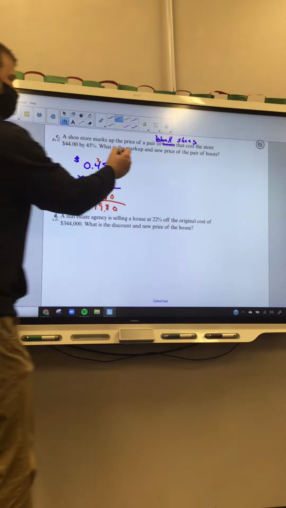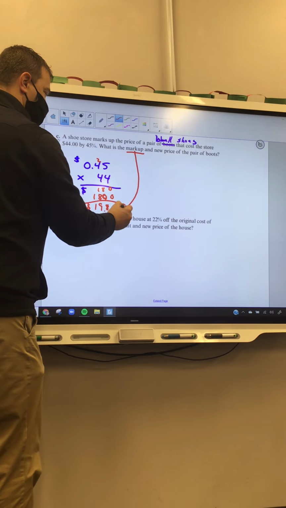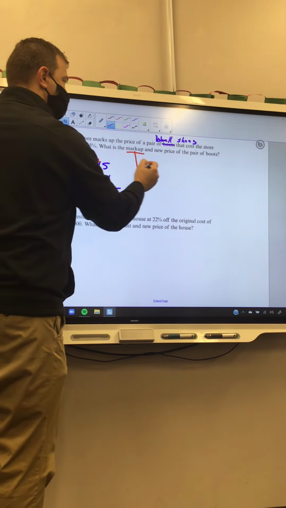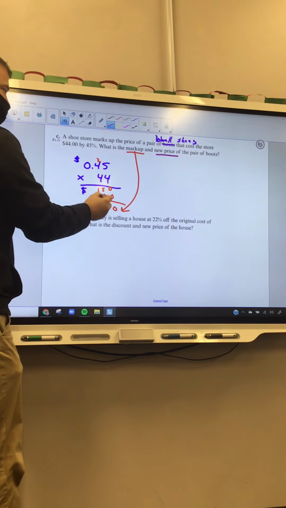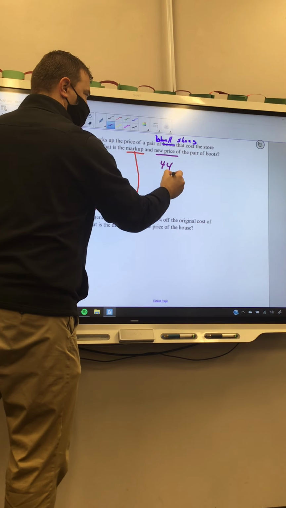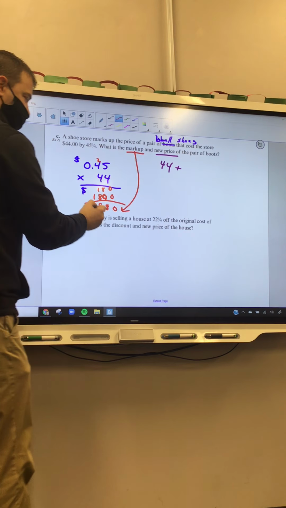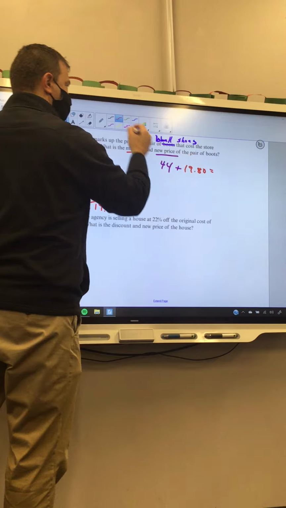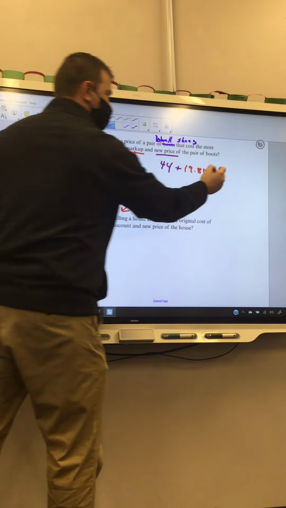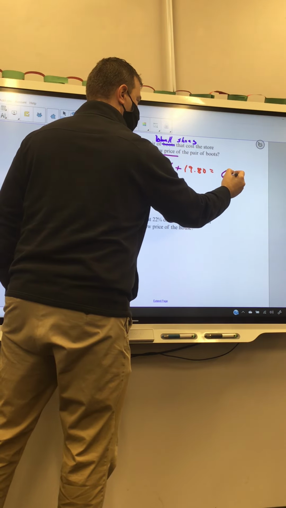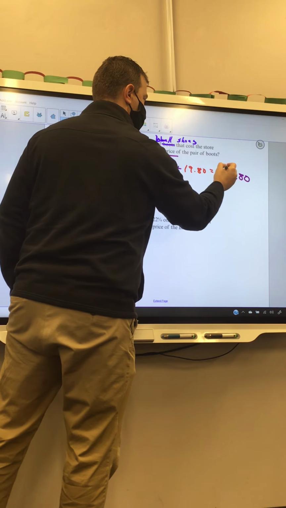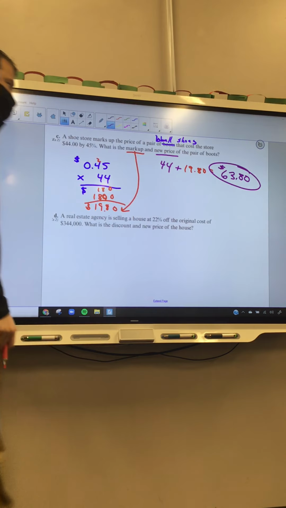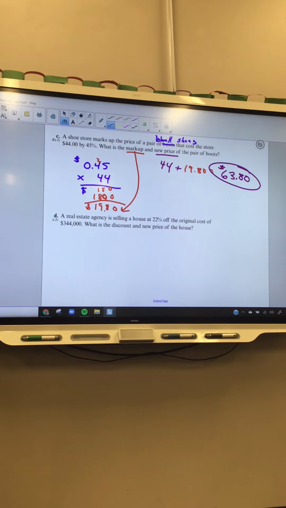But the question is, what's the markup, which we just found, and then what's the new price? Well, the new price is the original $44 plus this markup, right? Plus $19.80. So altogether, the new price is going to be $63.80. Okay. Make sense? Yeah. Try this one.